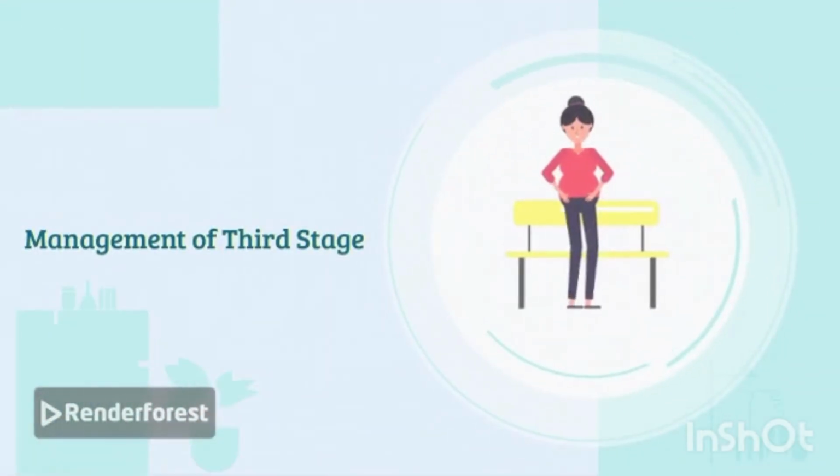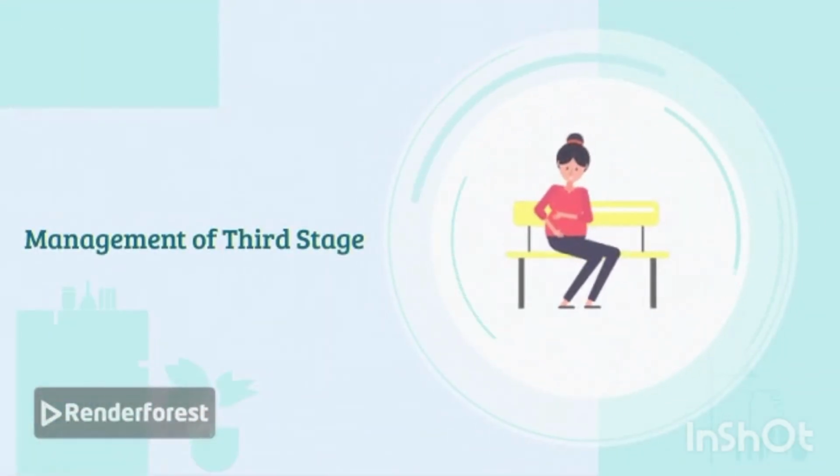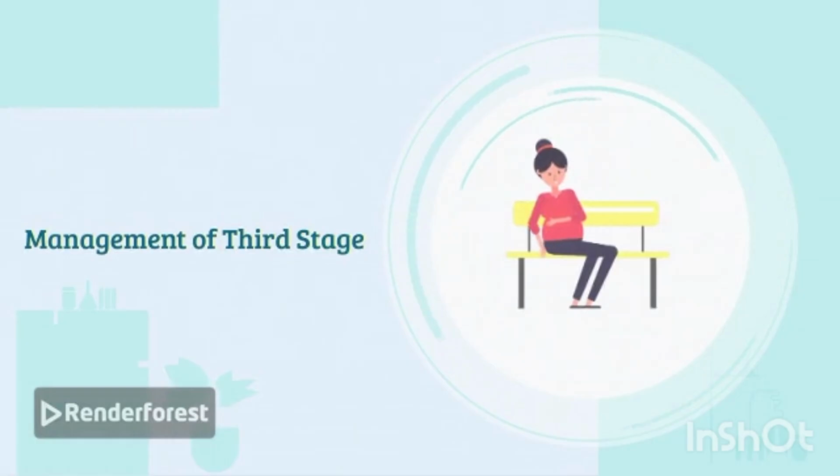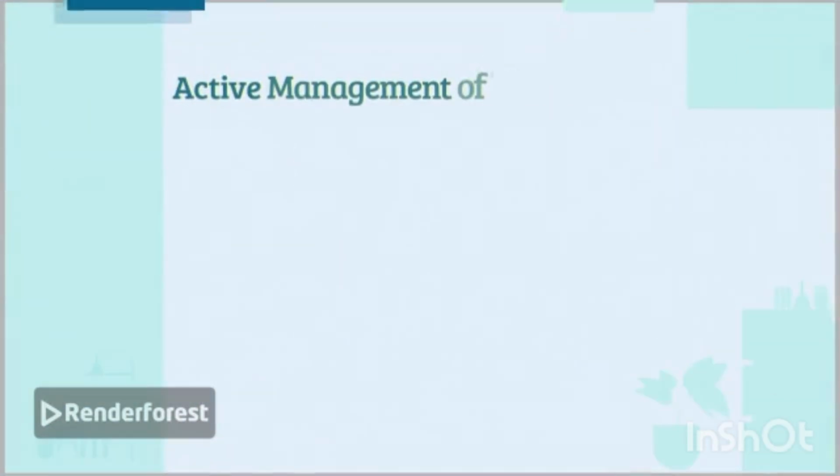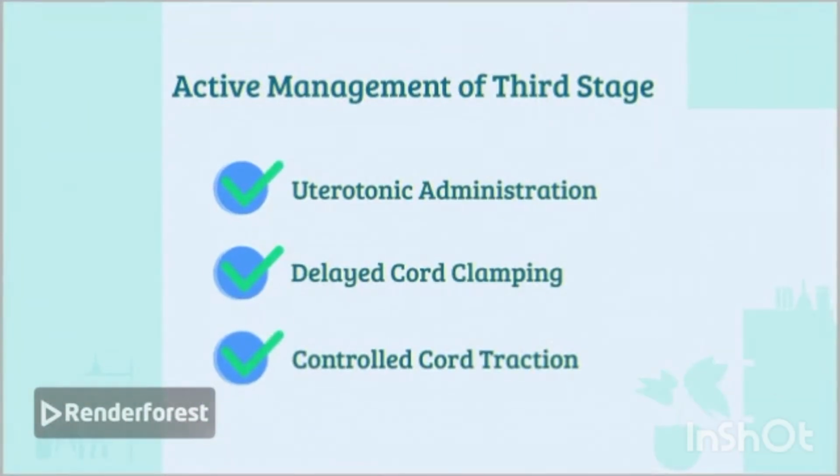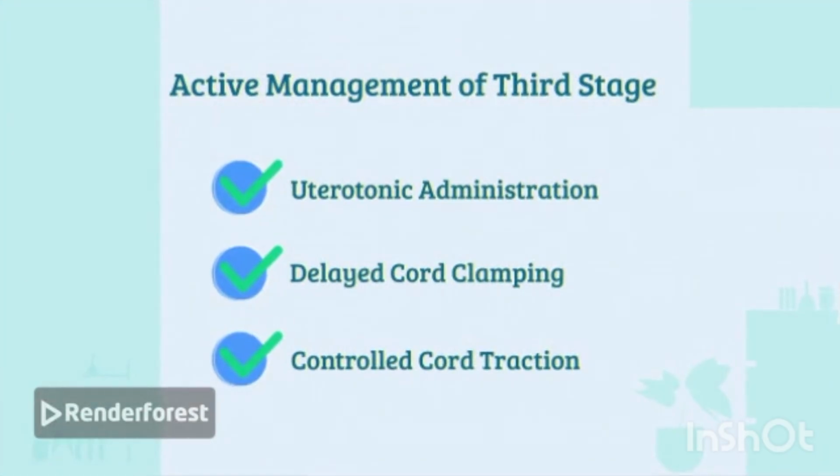Management can be physiological or active. Active management is preferred due to reduced risk of postpartum hemorrhage. Active management includes prophylactic uterotonic administration, delayed cord clamping, and controlled cord traction.